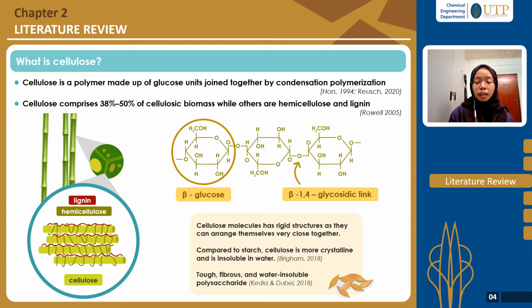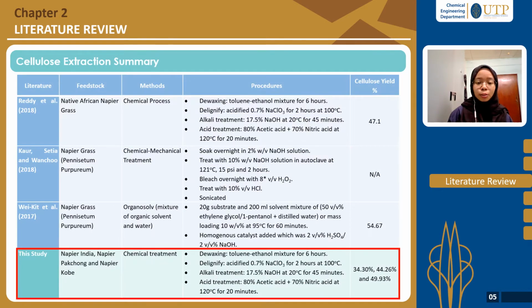Cellulose molecules have very straight chains, which makes them able to arrange themselves very close together, giving them a very rigid structure. Compared to starch, cellulose is more crystalline and is insoluble in water. Another advantage of cellulose is it is a tough, fibrous, and water-insoluble polysaccharide. Thus, to extract cellulose, there are many methods that have been documented in research articles. So I have made a summary of the papers that I have read into this table.